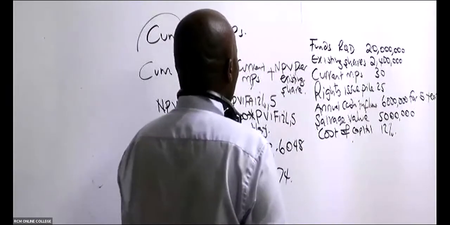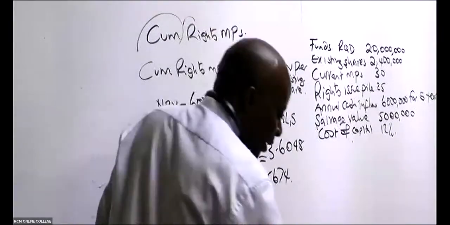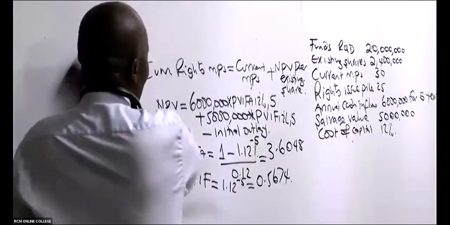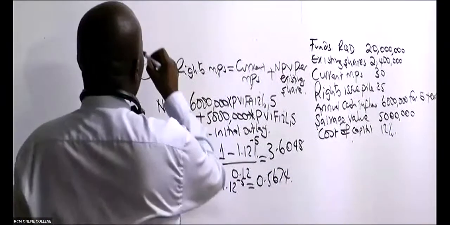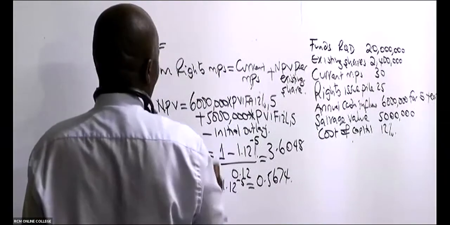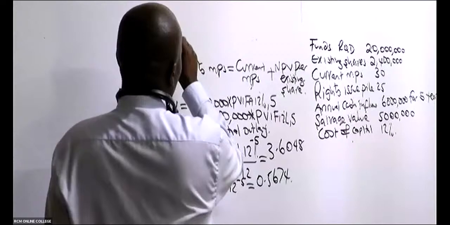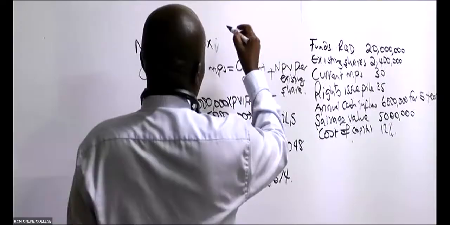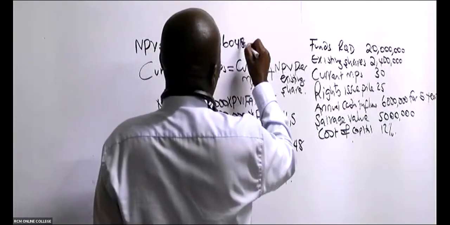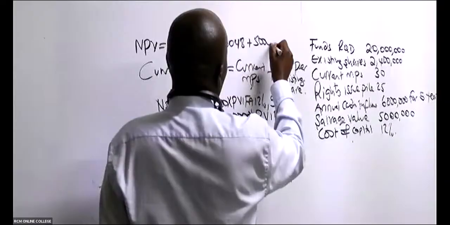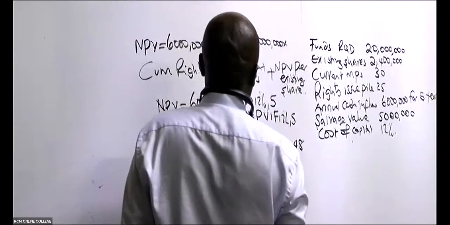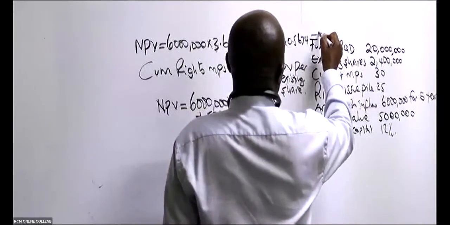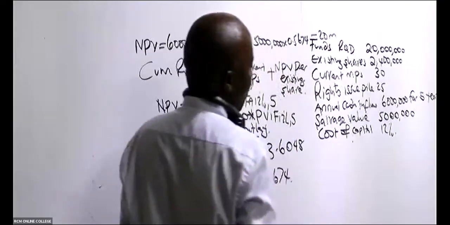Thank you so much. So then can you kindly go ahead and give me this net present value? I'll write it up here for lack of space. So my net present value will be equal to the 6 million times the PV-FAR, 3.6048, plus 5 million times 0.5674, minus 20M, because we want to raise 20 million.